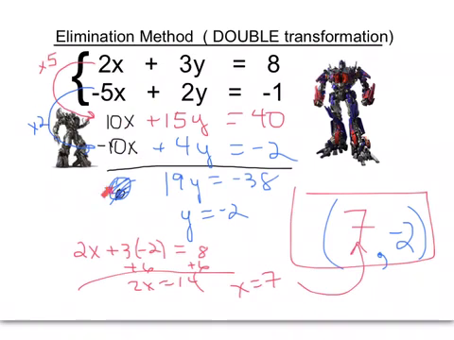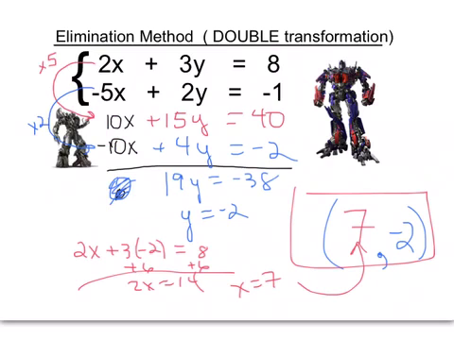Remember what your goal is, because if you don't understand your goal, you're not going to come up with the right transformations. Your goal is to transform these equations so that something adds up to 0. I set my goal to turn these guys into a 10x and a negative 10x so that they would add up to 0, and then all was good with the world.